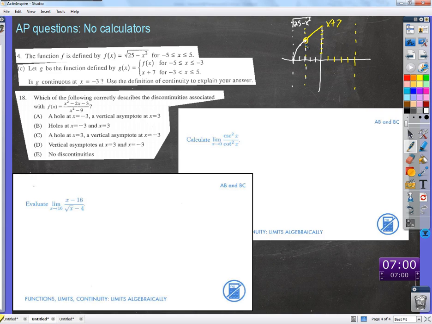The question can be answered, though. It doesn't really matter too terribly much what it looks like. We're just asking ourselves, is it continuous? It is continuous. The limit does exist. The limit is 4. And at the point negative 3, the y value is also 4. So the y value of the function is equal to the limit, and the function exists at negative 3. All three things met. Yes, it's continuous.